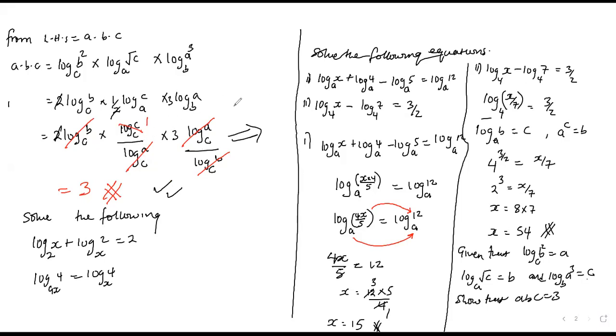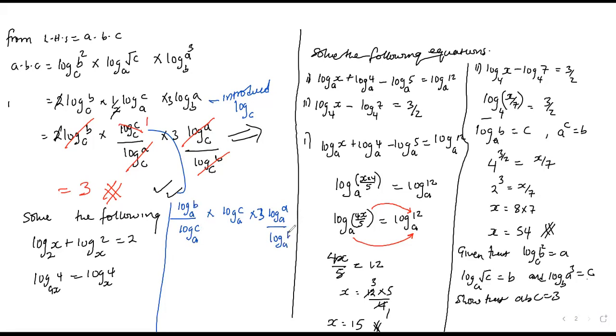Did you understand what I did here? I introduced log to base C. Whereby if you introduce log to base C, I had already seen the first one was in terms of log to base C, but I can even introduce another log. Let me introduce log to base A and we see. I will have, of course, the 2 has already died. I will have log to base A of B over log to base A of C times log to base A of C times 3 log to base A of A over log to base A of B.